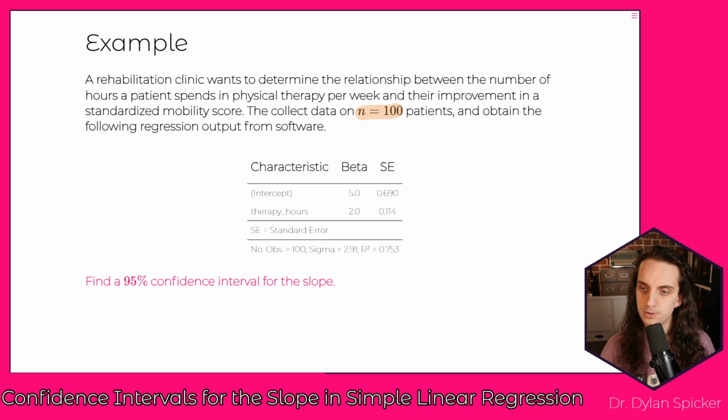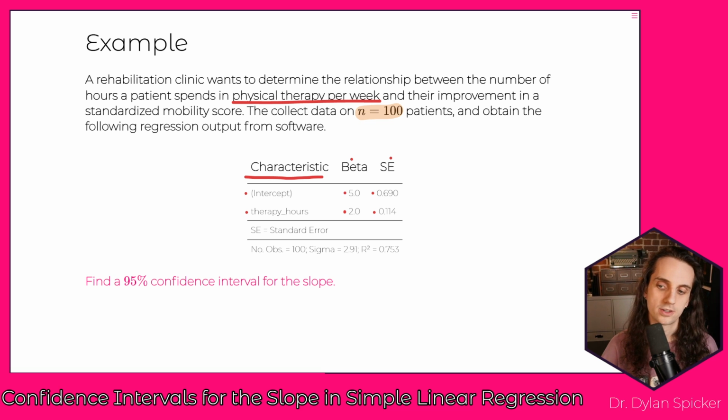And so in this regression output, we have our characteristics, we have our beta estimates, and we have our standard error estimates. Our characteristics are going to be our intercept and therapy hours. So therapy hours is actually going to be our predictor variable in this model. And then we have our estimated values for beta. So that's going to be beta hat 0 is 5, beta hat 1 is 2. And we have our standard errors for beta hat 0 and beta hat 1. And those are the estimated standard errors.